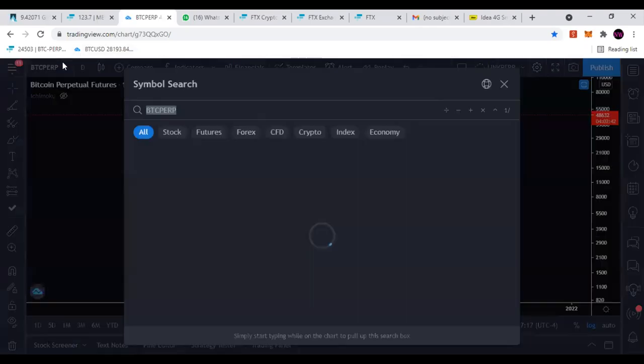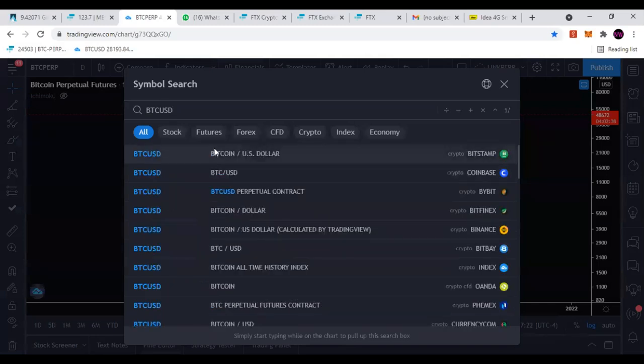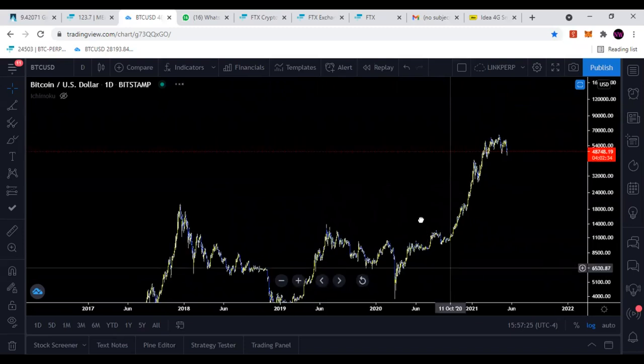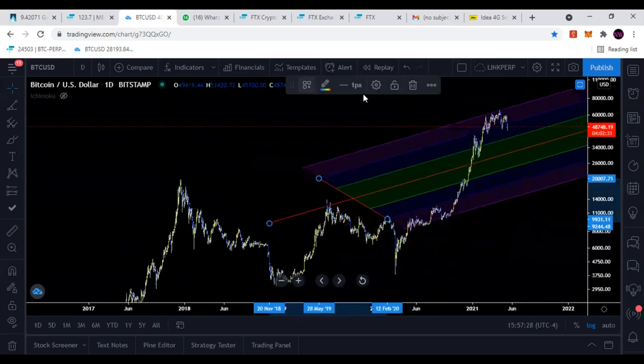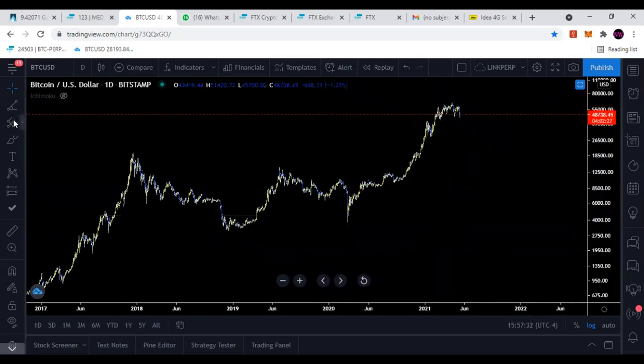Okay, let me use BTC USD. I want to use Bitstamp. Why? Because it has more data to the back side. Okay, this is why I'm using it. So let me remove this. I've used this already. So now let me remove this and use this.